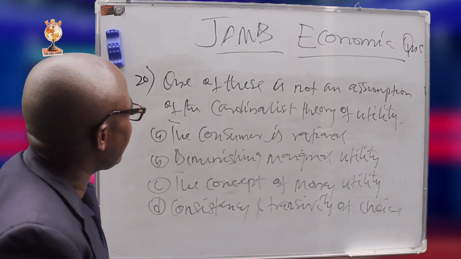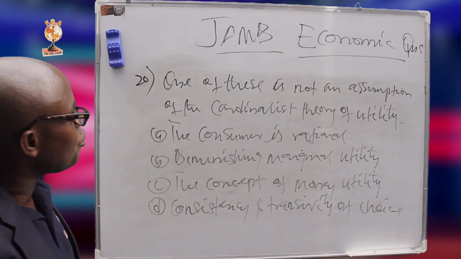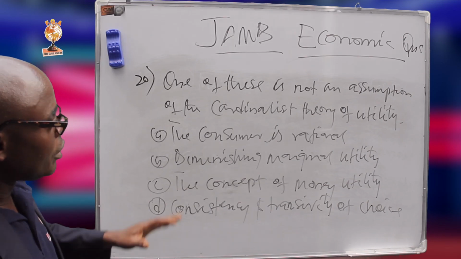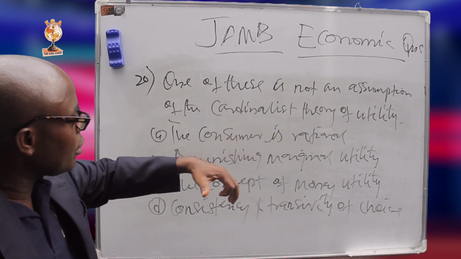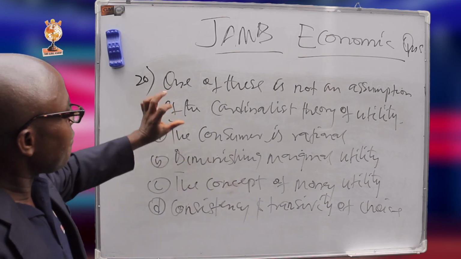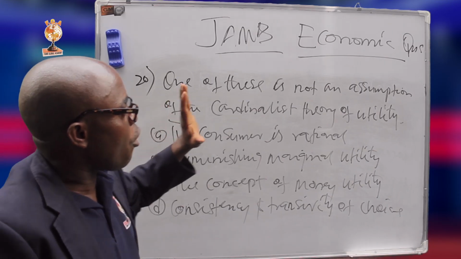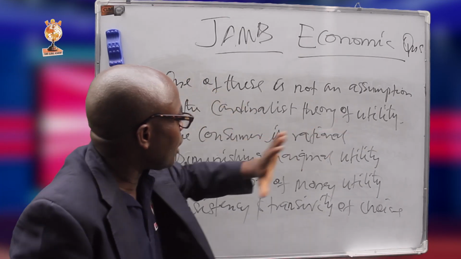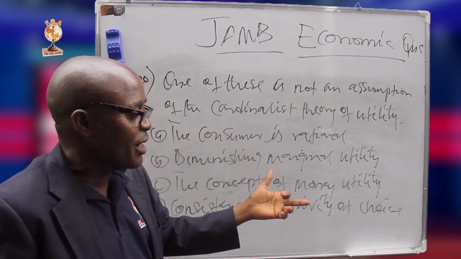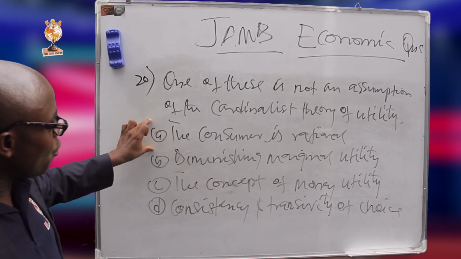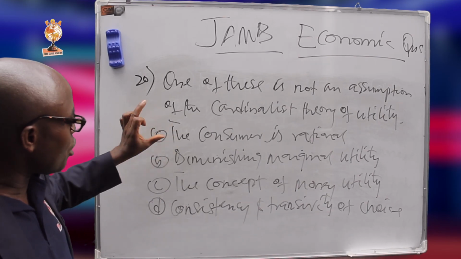Alright, the next question here: one of these is not an assumption of the characteristic theory of utility. Now, when we mention utility more than two times, the emphasis in this question is that there is a theory, a theory for utility. Here you have that consumption is rational. There is never a time consumption in the world will be rational. So different families, different people, everybody consumes differently.